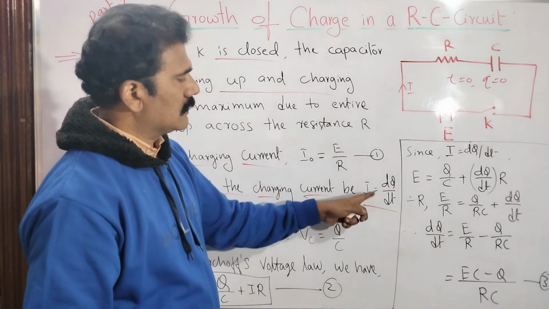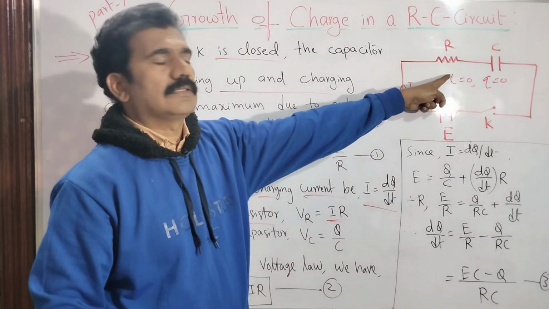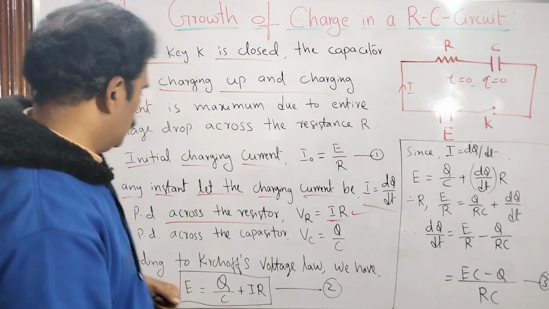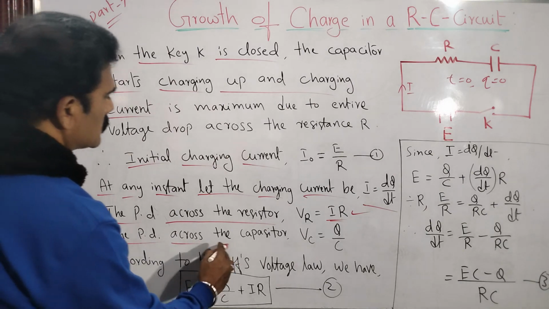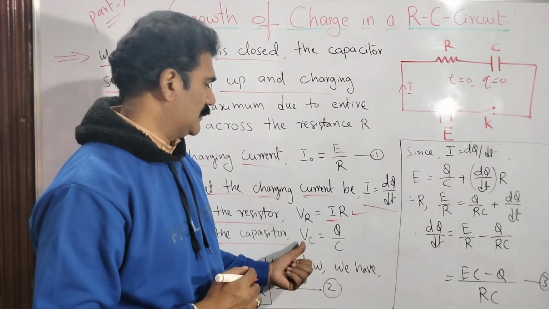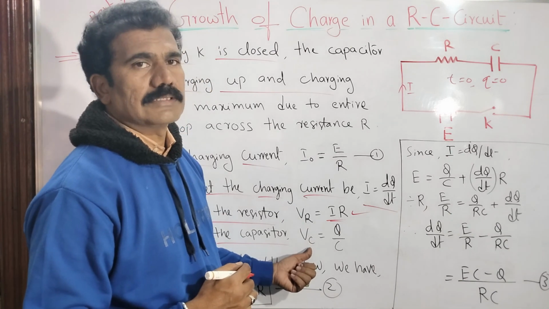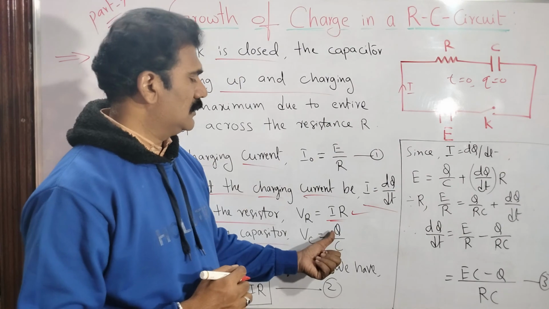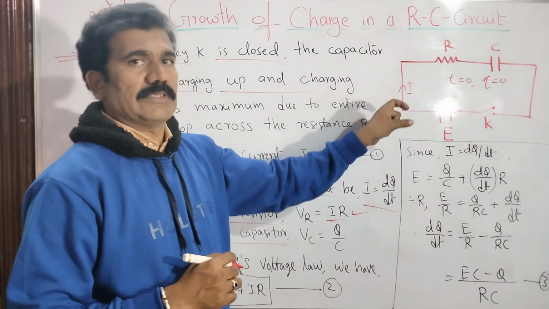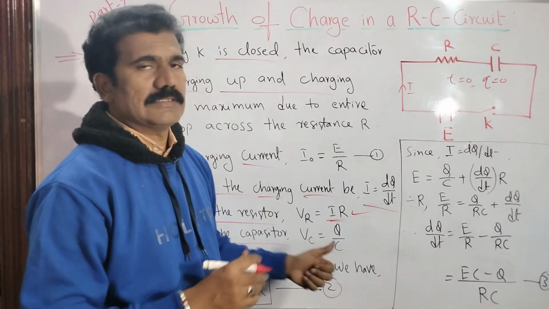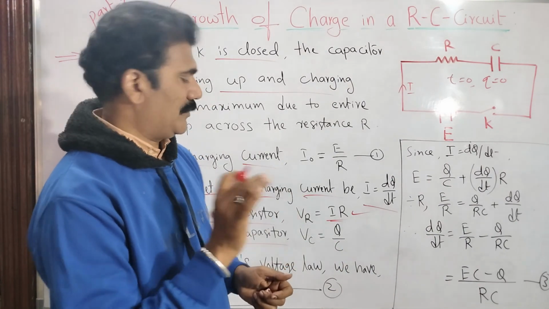So with respect to the current across this resistor, the potential drop is equal to I into R. Similarly, the potential drop across the capacitor depends upon the capacity of the capacitor, right? So VC, the potential drop across the capacitor, is equal to Q by C, where Q is the charge present in the capacitor at a given instant of time, and C is the capacity, a constant capacity of the capacitor.